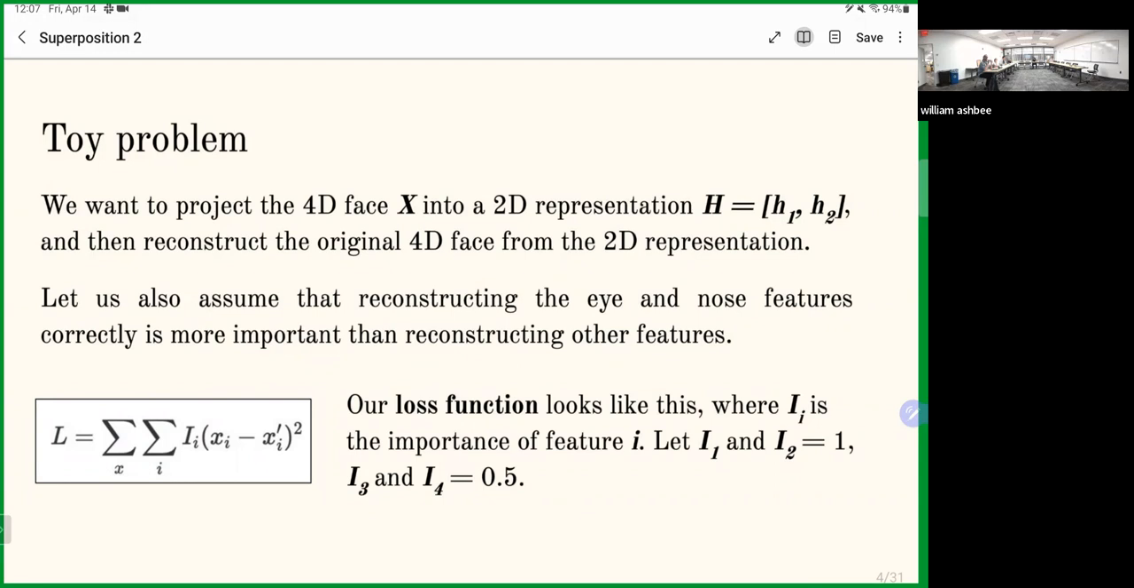And let's also assume that we care more about reconstructing the eye and nose more accurately than anything else. In this case, we can write a loss function like that. It's basically a quadratic deviation from the true feature times the importance of this feature. Since we are more interested in the eye and nose, we give more importance to them and less importance to everything else.